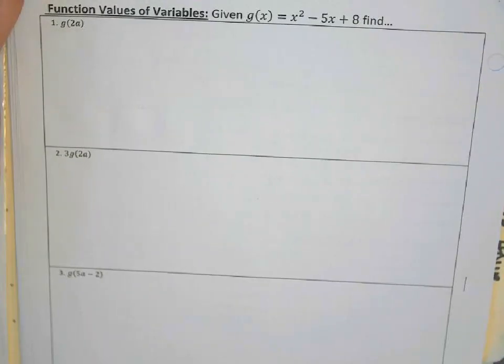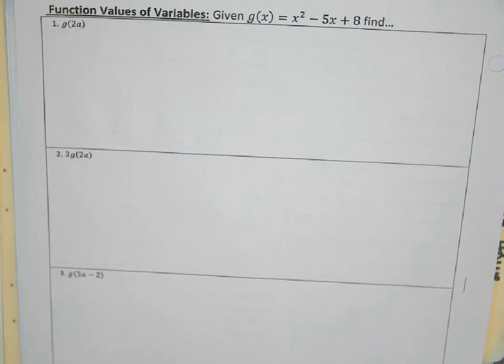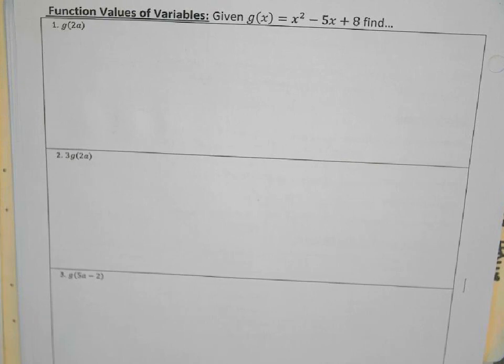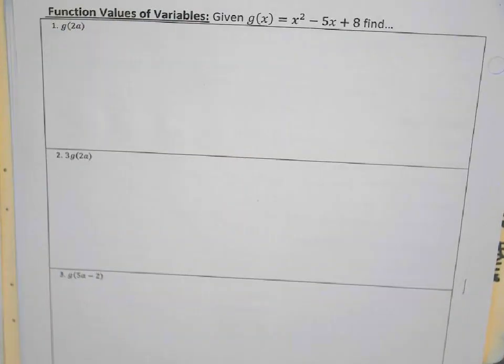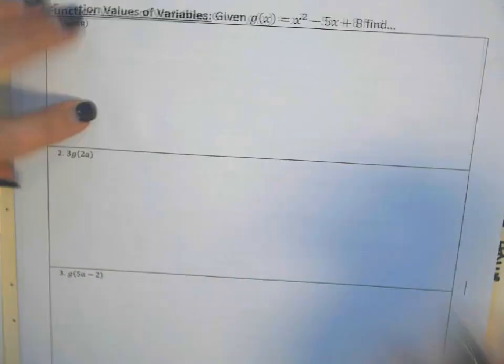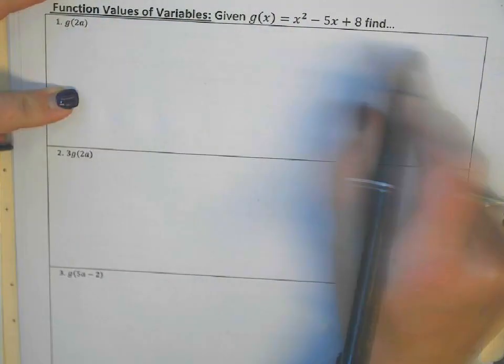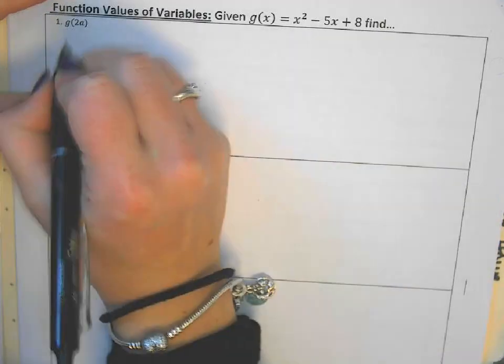All right. Next, we're going to talk about evaluating a function. So, g of 2a. What we want to do is take our g function and plug in 2a instead of x. So I'm going to write out my g function. And we've done problems like this before, right? So I'm going to write out my g function.